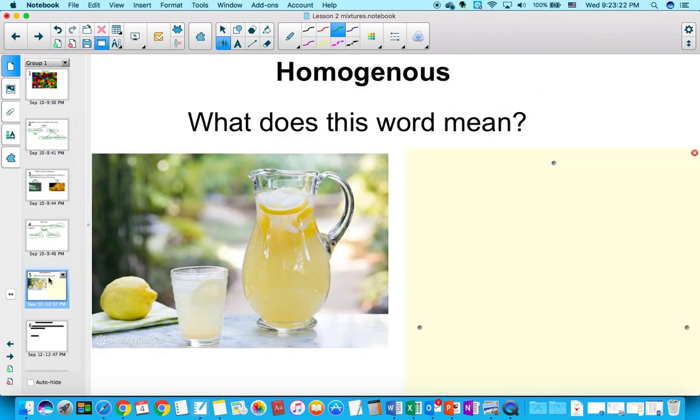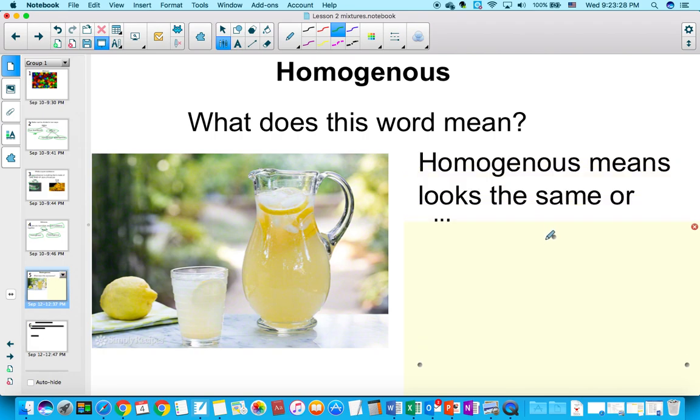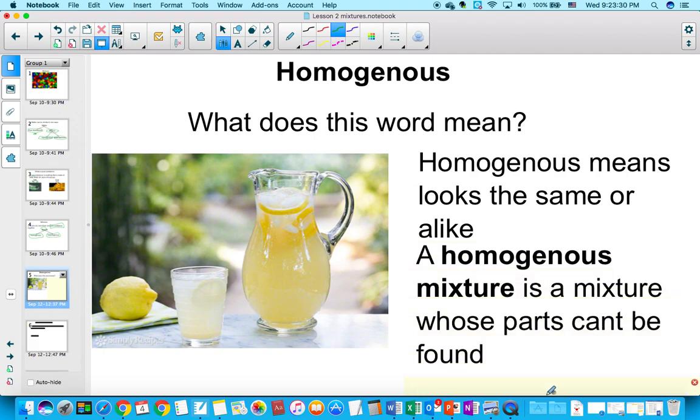So, homogeneous. What does that word mean? Well, if you break up the word homogeneous, it means looks the same, right? Looks the same or alike. So a homogeneous mixture, again, you should know this, a homogeneous mixture is a mixture whose parts cannot be found. So my example here would be lemonade. When you look at this glass of lemonade, now ignore these slices of lemons and the ice, but look at the liquid in the middle here.